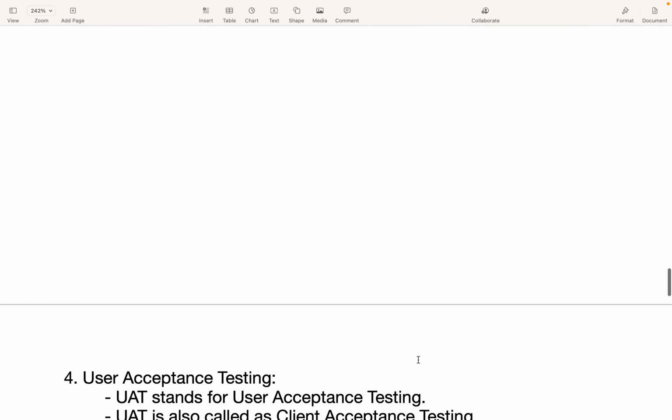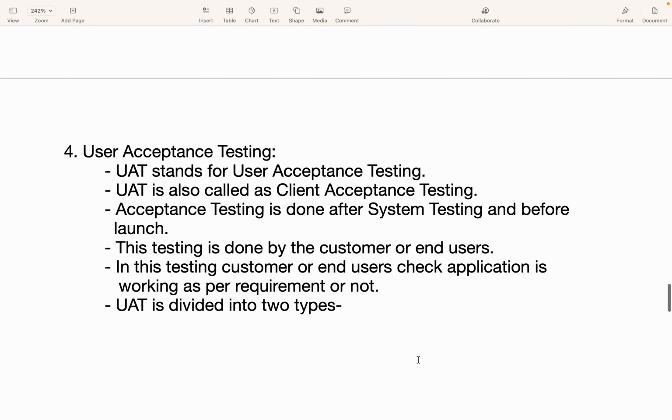Last is UAT, user acceptance testing. UAT stands for user acceptance testing. It is also called client acceptance testing. Acceptance testing is done after system testing and before launch. This testing is done by the customer or end users. In this testing, the customer or end user checks whether the application is working as per customer requirements or not.